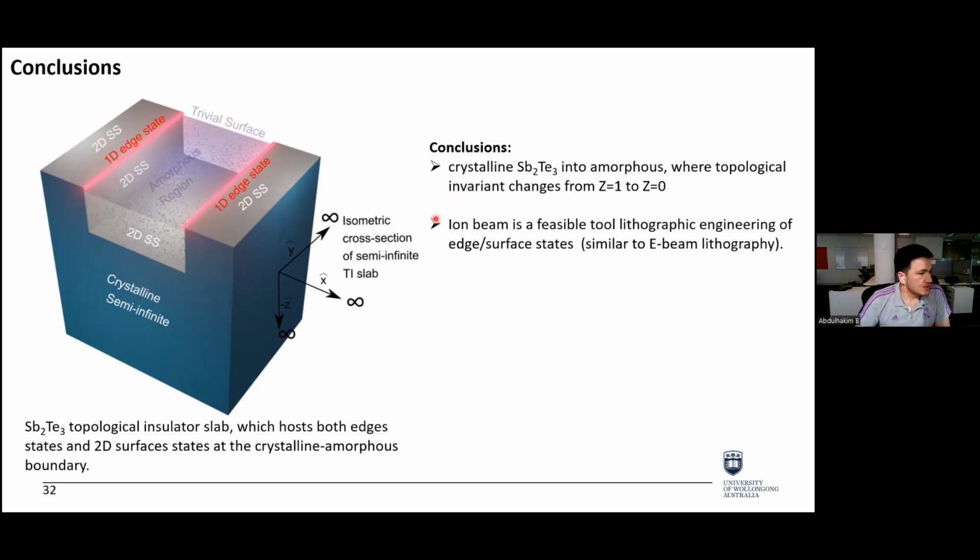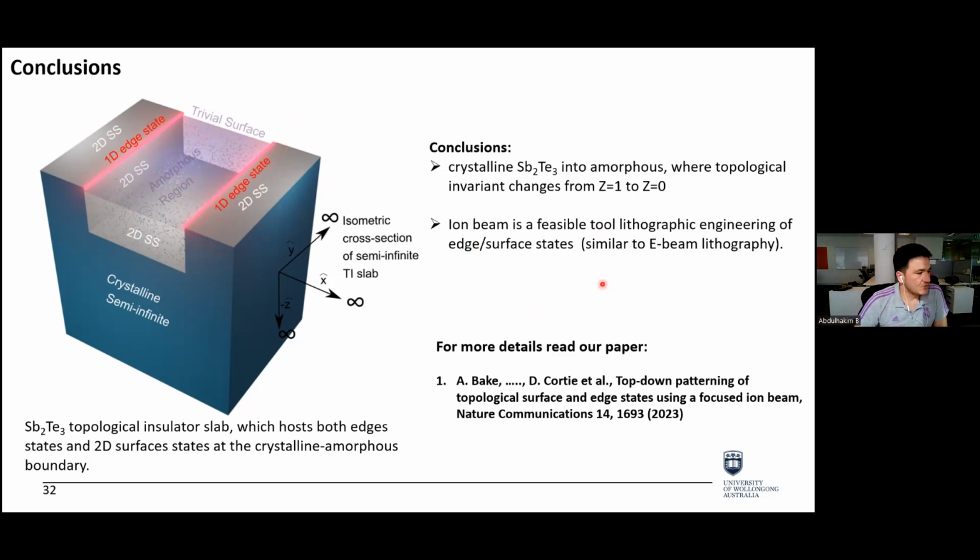So this also concludes that when this antimonide is crystalline, it's a topological insulator, but when it's amorphized its topological environment changes from Z1 to Z0, so that means the Z2 number changes from 1 to 0. That means there's a phase transition, and at the surface of this amorphous and crystal material, we must have edge or surface states, as we discussed very early. And if you're interested in this work, recently we published our work in Nature Communications. Please check out our paper.